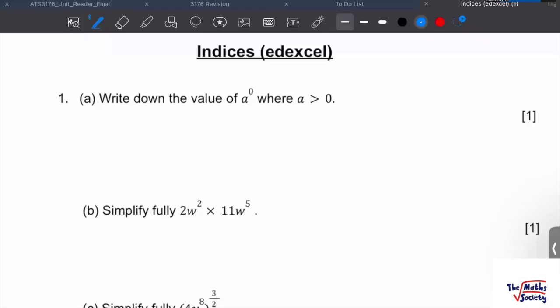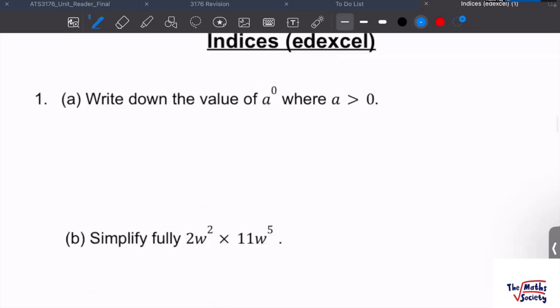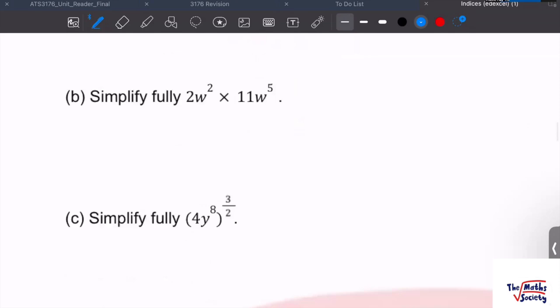Okay, so for the very first question, they ask you to write down the value of a power 0. So we know that anything that is power 0 is always going to be 1. And B, it says to simplify 2w squared multiply 11w5. So if you multiply, you get 22. And when you multiply, you just add the powers. So it's 2 plus 5, which is equal to 7.